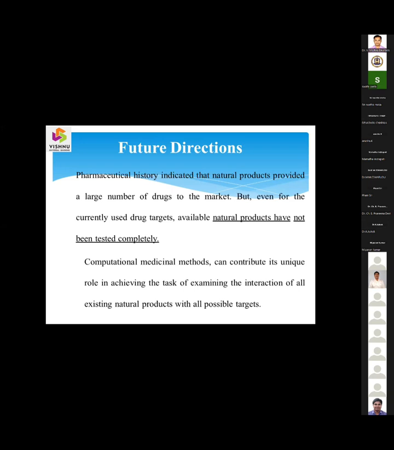And coming to the future directions of CADD, the pharmaceutical history indicated that natural products provide a large number of drugs to the market. But even for the currently used drug targets available, natural products have not been tested completely. So in nature, a lot of compounds are available which have not been tested till date. So this computational medicinal method can contribute its unique role in achieving the task of examining the interactions of all existing natural products with all possible targets. So by using this computer-aided design, we can analyze the natural products with all the possible targets. So this is the future direction of computer-aided drug design.